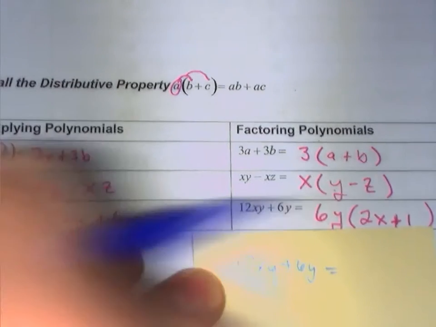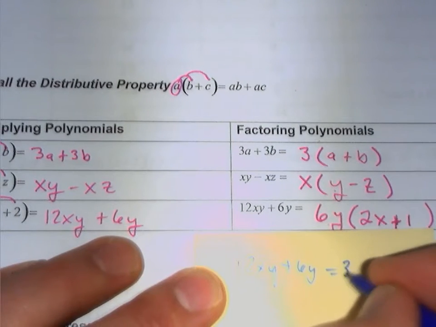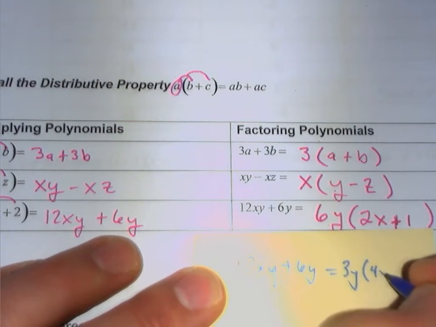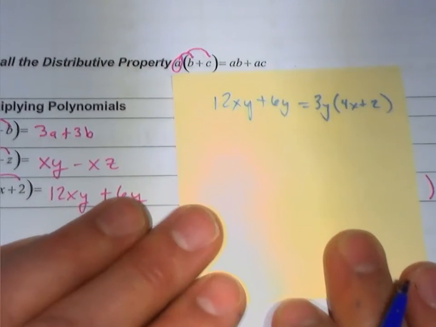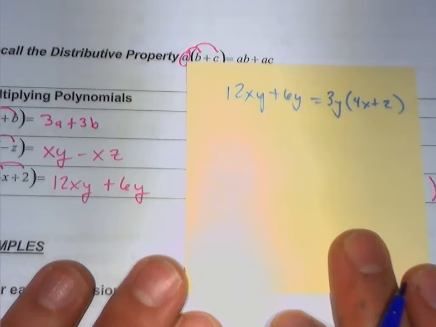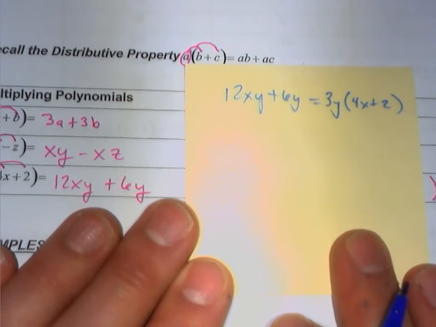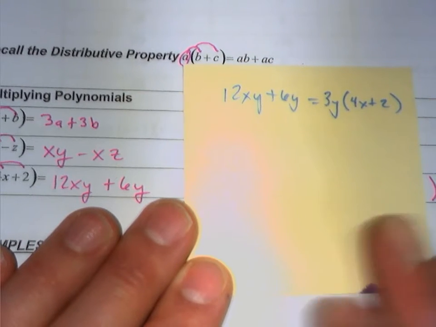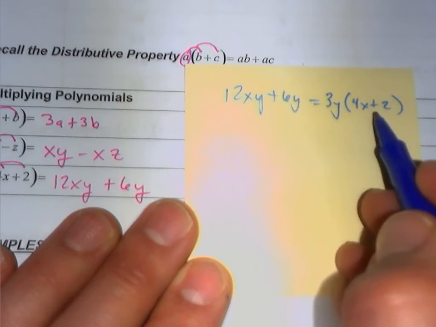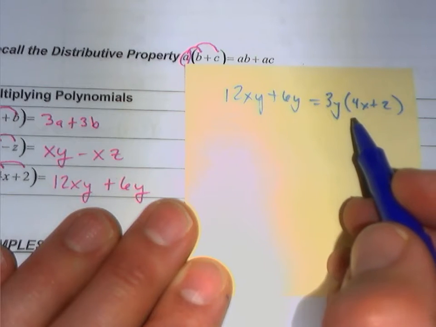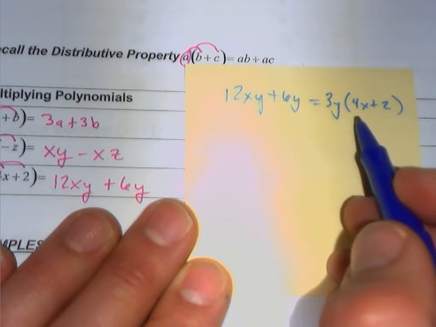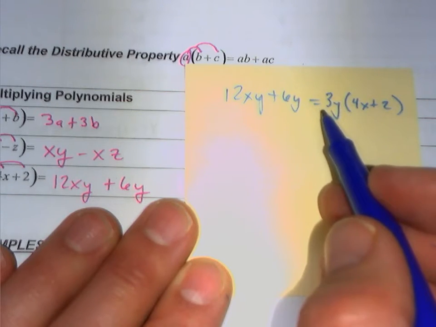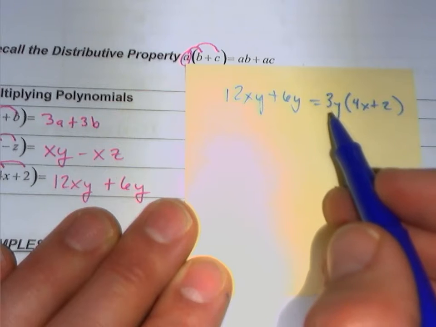Now, some of you might have done this one, and you had this 12xy plus 6y, and you might have just written what they had over there, which was 3y, and then 4x plus 2. And later today, you have IXL, and you're going to type that answer in, and it's going to say, wrong. That is not correct. Why is this not correct? Is it because 3 isn't the greatest? Yeah, 3 is a common factor, but it's not the biggest common factor.